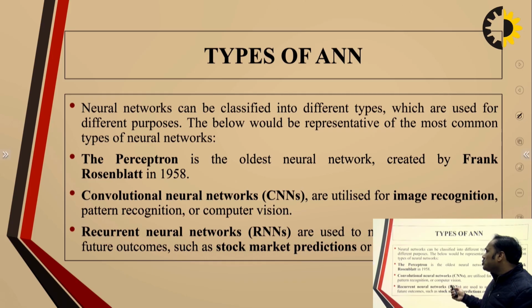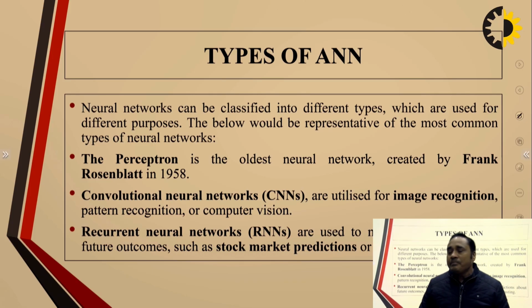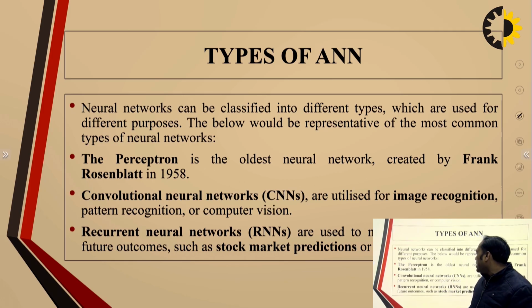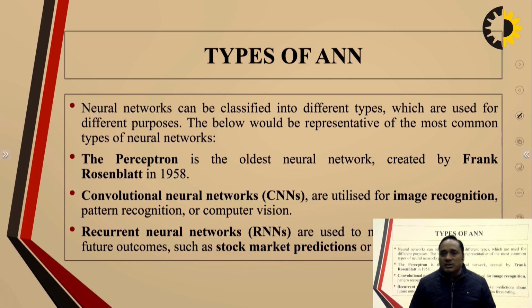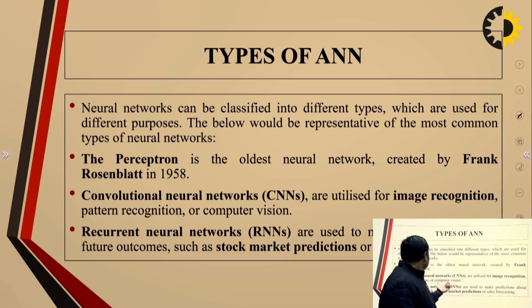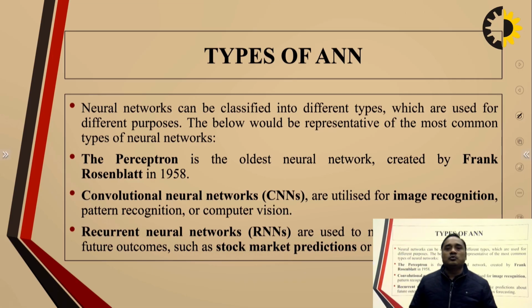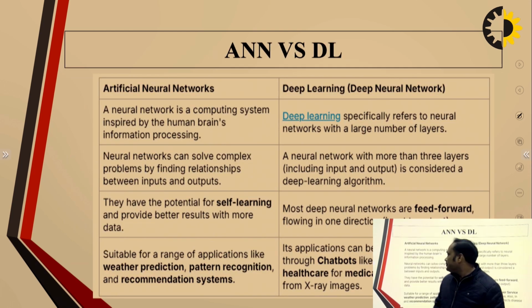CNN is used for image processing, image recommendation, pattern recognition, or computer vision. So it is used for purposes like face recognition, attendance marking systems, pattern recognition, computer vision. So it is widely used in different areas.